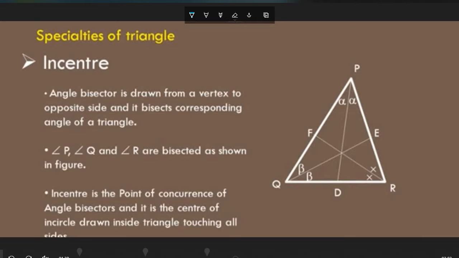Incenter, the point of concurrence of angle bisectors, and the center of the incircle drawn inside. Now the circle has been drawn taking that incenter O as the center. This circle has been drawn by taking this as the center here. This is called the incircle. It is drawn inside the triangle. Okay, now the next topic.